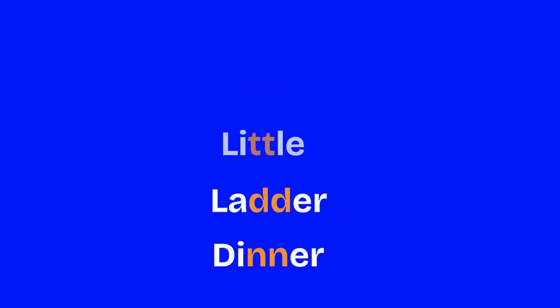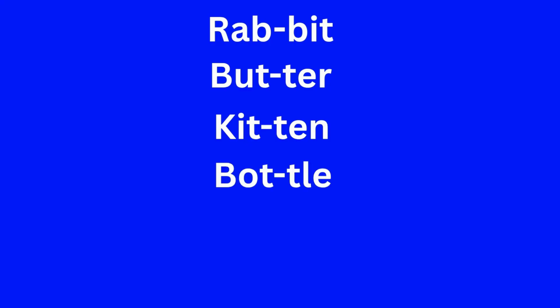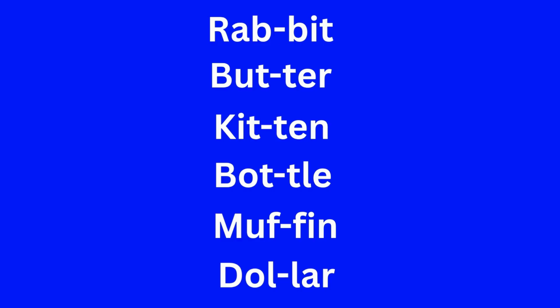Many English learners sometimes forget one of the double letters when spelling. But when you divide the word into syllables, the double letters become easier to notice and remember. Here are a few more examples you can practice on your own. Rabbit, butter, kitten, bottle, muffin, dollar. Again, notice how the word splits between the double letters.